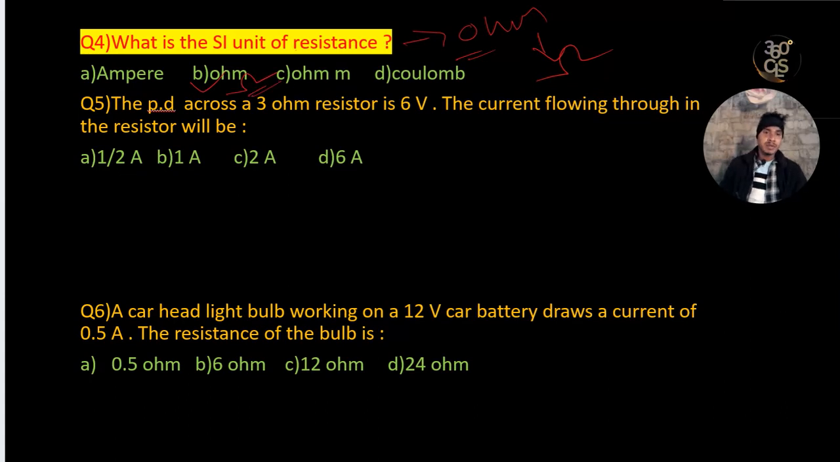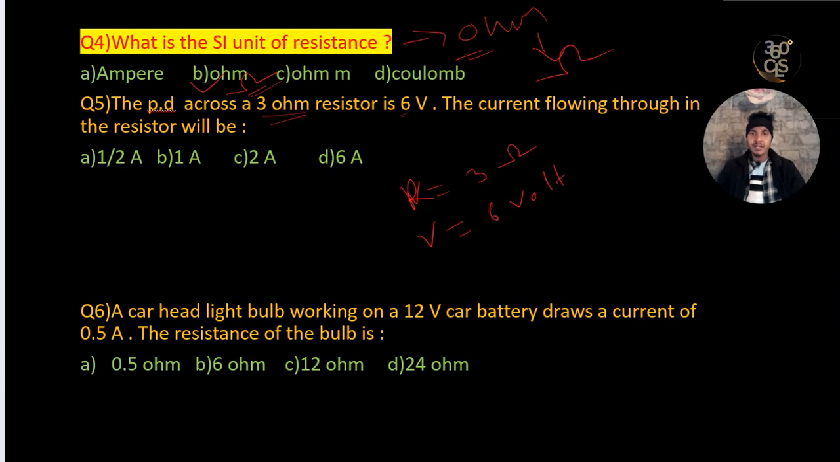So the next problem: the PD, that is potential difference, across a 3 ohm resistance is 6 volt. The current flowing through the resistor will be given by PD, that is V, is equal to R I. PD across a 3 ohm resistor, ohm means resistance, R is equal to 3 omega. We can say ohm or omega, same. And V is equal to 6 volt.